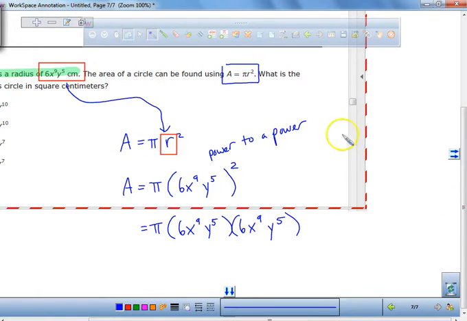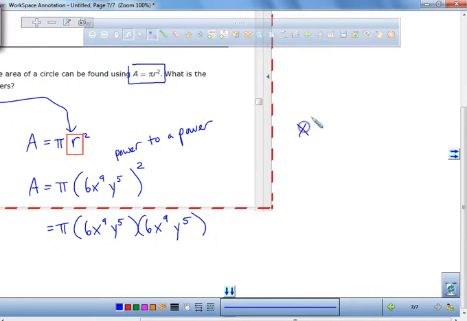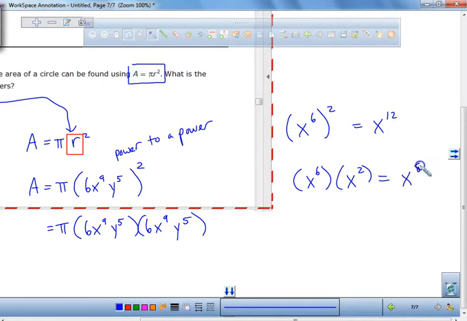This is the difference. I want you guys to see something real quick. If I say x to the 6 squared, that's going to be x to the 12. But if I say, what is x to the 6 times x squared, that's actually x to the power of 8.